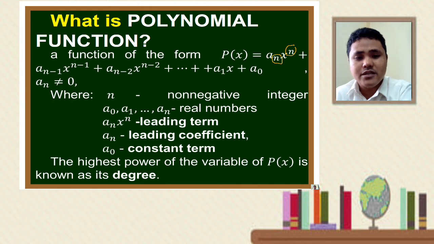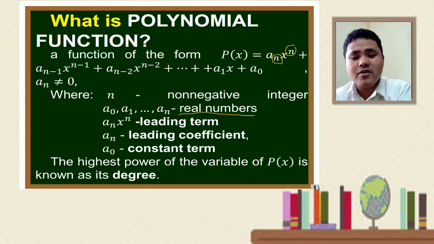Then our a sub 0, a sub 1, and a sub n, these are real numbers. Then our a sub n x raised to the power of n, that's the leading term. We will observe that it has the highest power of the variable. So that is the leading term. Then our a sub n is the leading coefficient. We will be able to identify the leading coefficient through the leading term. So next we have a sub 0, that's the constant term. We always remember that the highest power of the variable is also known as the degree.